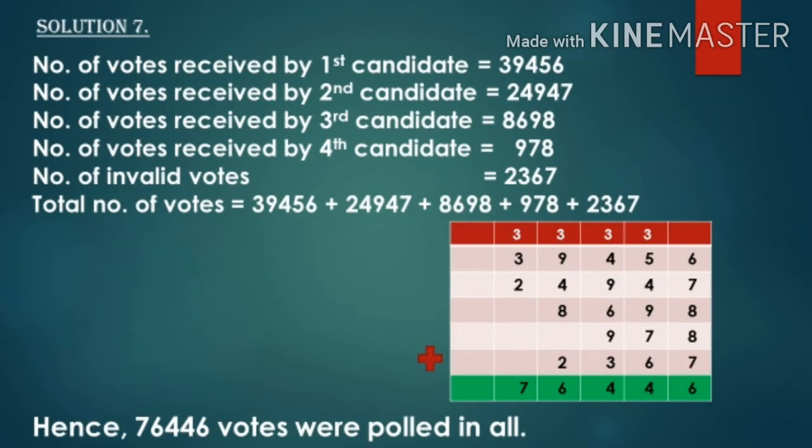Now you will arrange all these numbers, that is the number of votes received and the invalid votes, in column, and then you will find the sum. Finally, the sum is 76,446. The last statement will be 76,446 votes were polled in all.